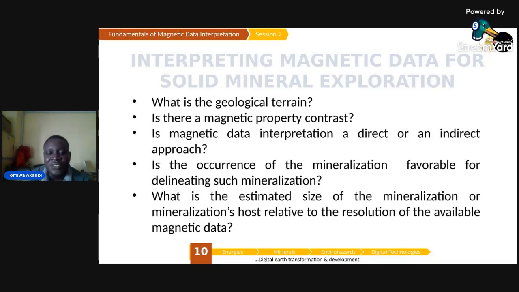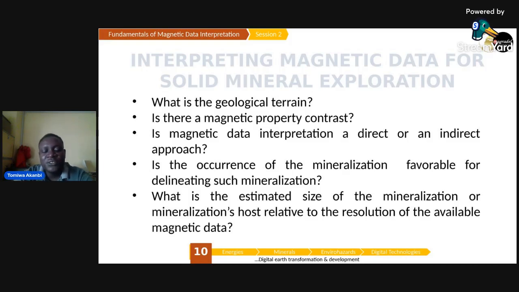That way you have already reduced your search area instead of just launching into the field and moving about like the artisans do. All right, so another question you need to ask is the occurrence of this mineralization. Is it favorable for delineating such mineralization?